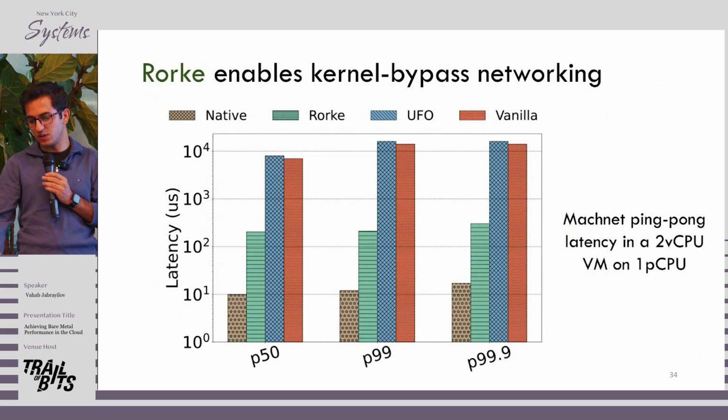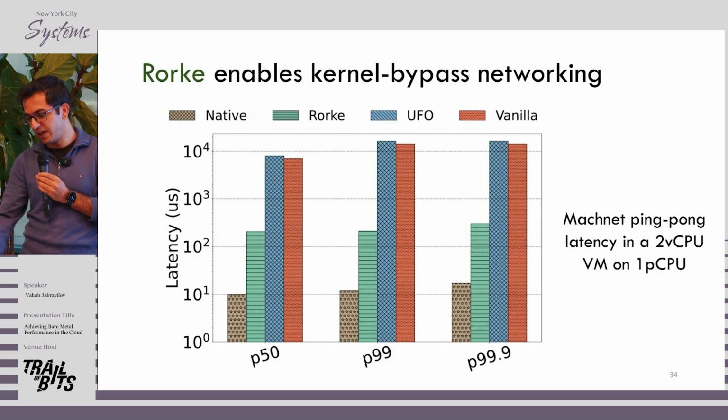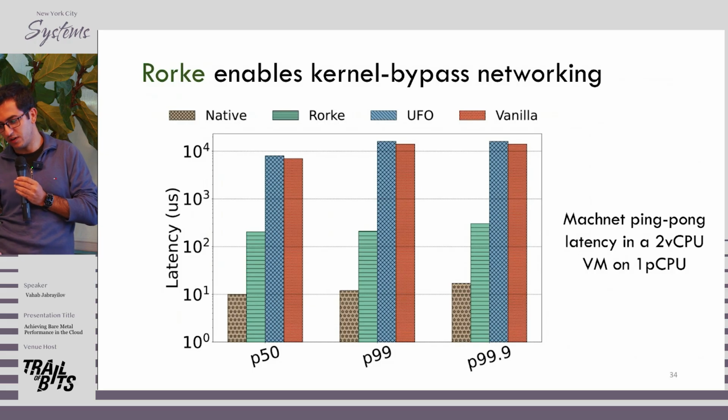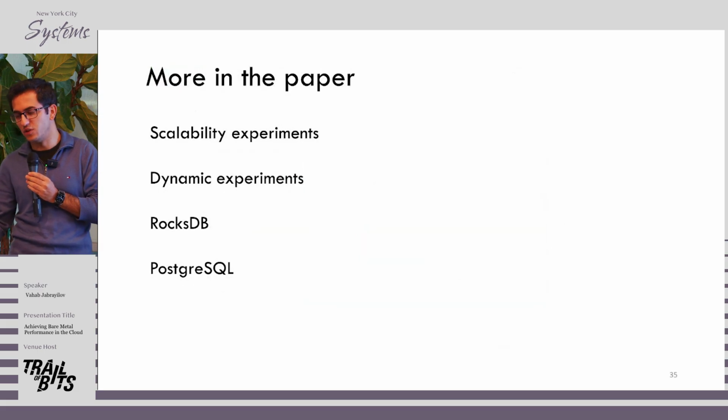I discovered this problem while I was experimenting with kernel bypass networking, and I here confirm that whatever happens, Rorke will make this kernel bypass networking work at microsecond scale, and it will even drop the latency by 76 times compared to the state of the art. We have more in the paper. We have more scalability experiments. We have more dynamic experiments where we change the number of virtual CPUs over time and see how diurnal patterns can affect VM scheduling. We also have the RocksDB and PostgreSQL evaluations, which are two famous systems. One of them is the key value store by Meta, and the other is a widely used database management system.